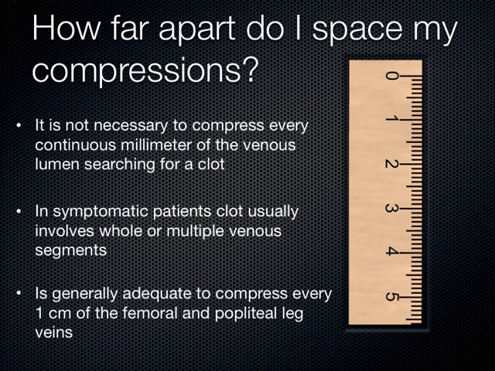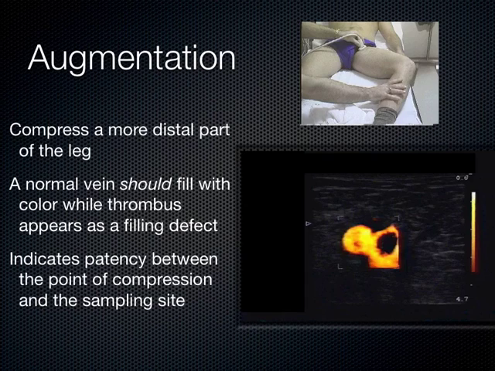Because in patients who have clots in their legs, they're not tiny 1 millimeter clots. They're long segments of clots. They involve multiple segments, actually. And so it's usually more of a larger process. So it's okay to go 1 centimeter increments.